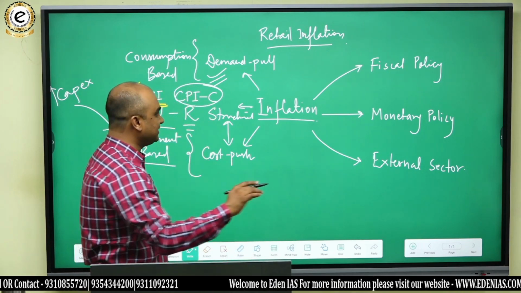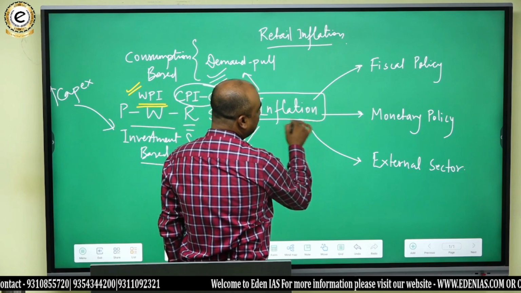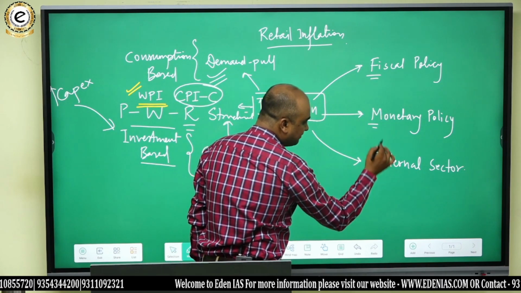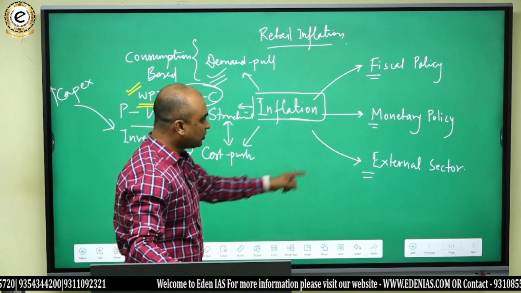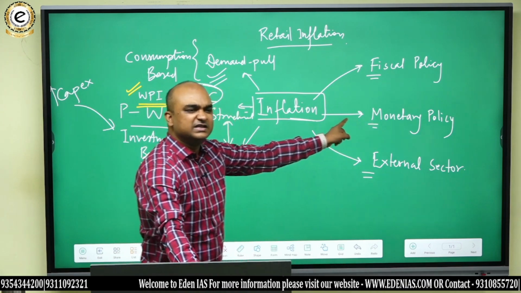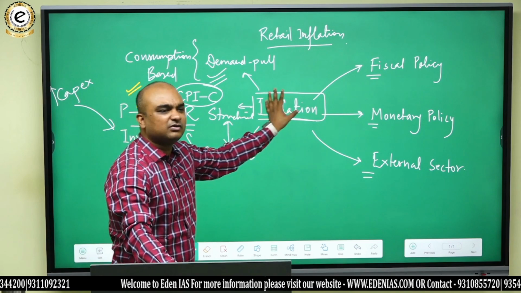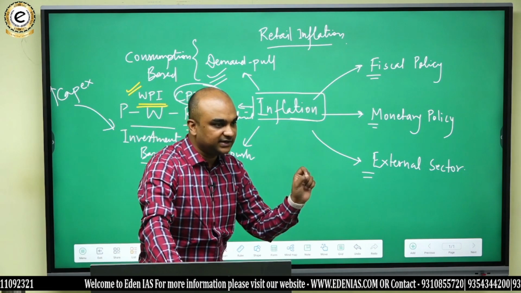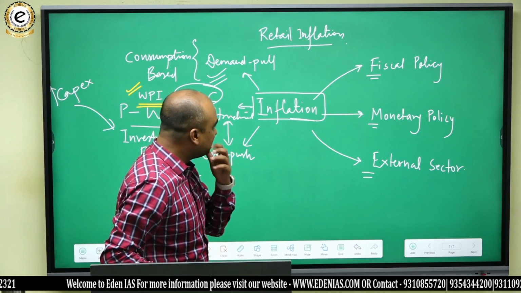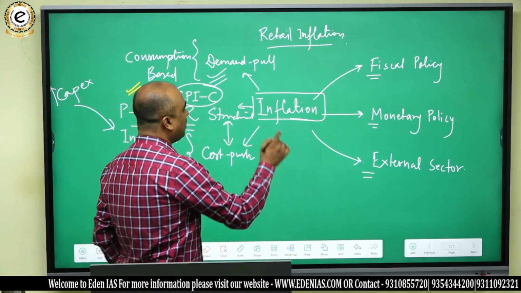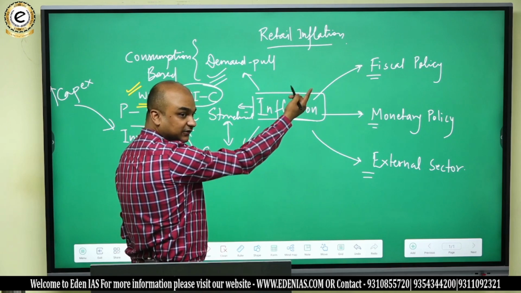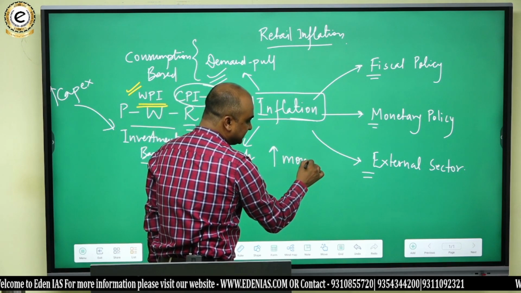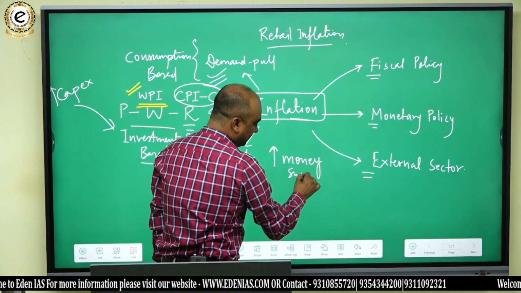Now let us try to understand how inflation impacts fiscal policy, how it impacts monetary policy, and how it impacts the external sector. Let's talk about monetary policy first, because generally when we talk about inflation, we talk about monetary tightening or quantitative tightening or a tight monetary policy. Now generally it has been seen that one major reason for the rise of inflation is the increase in the money supply in the economy.